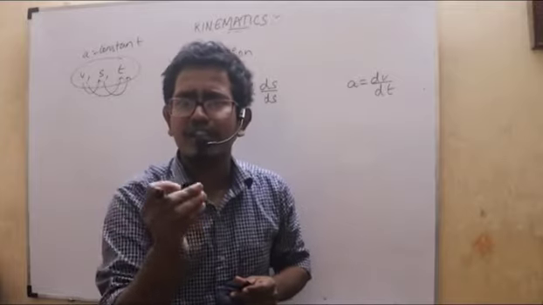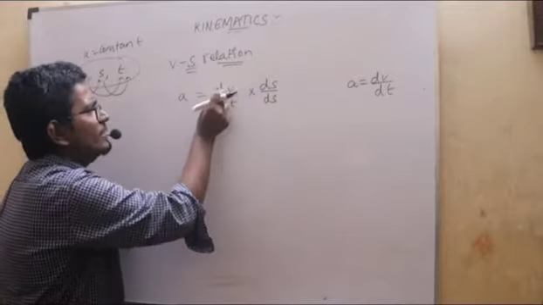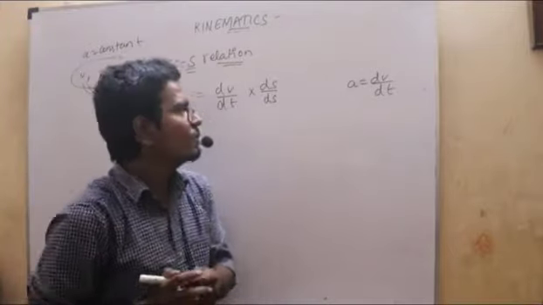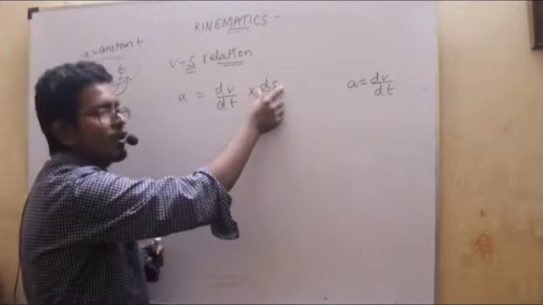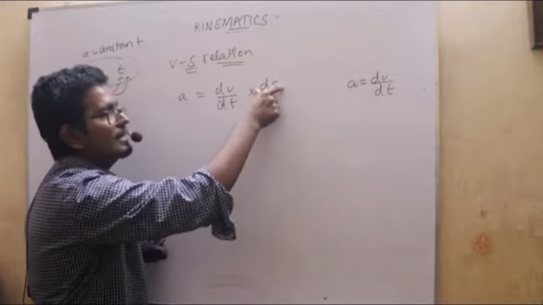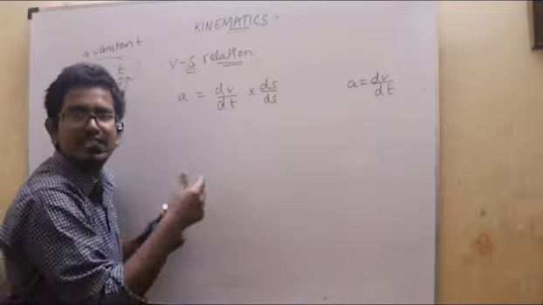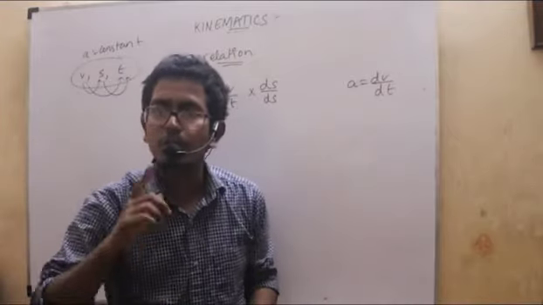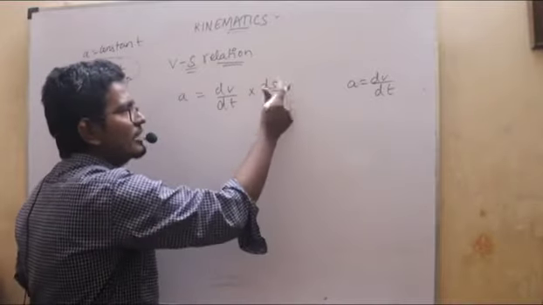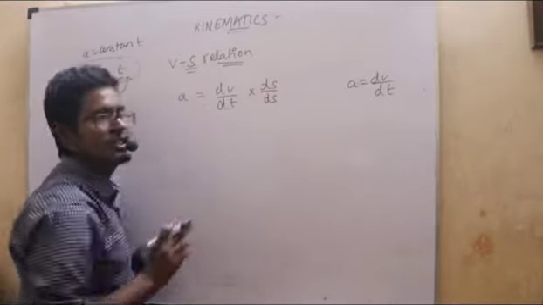You can have a trick. Whatever we are finding, it should be in the d form, the differentiation form. As I do not have the differentiation form of position, that is of displacement, I am multiplying and dividing by ds. Is there anything wrong I am doing? No. If I write ds by ds, when I cancel out, it will become 1, and A is equal to dv upon dt.